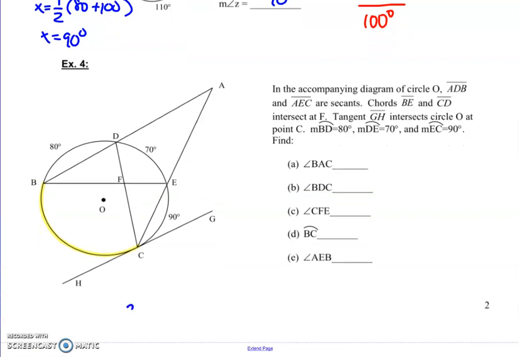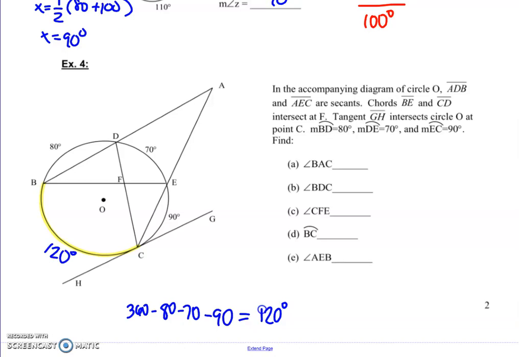So I'll take 360, minus 80, minus 70, minus 90. And that equals 120. So this arc here is 120.